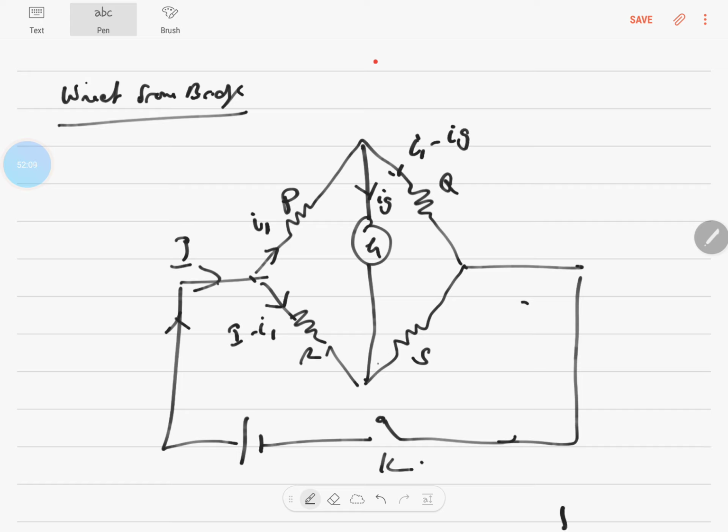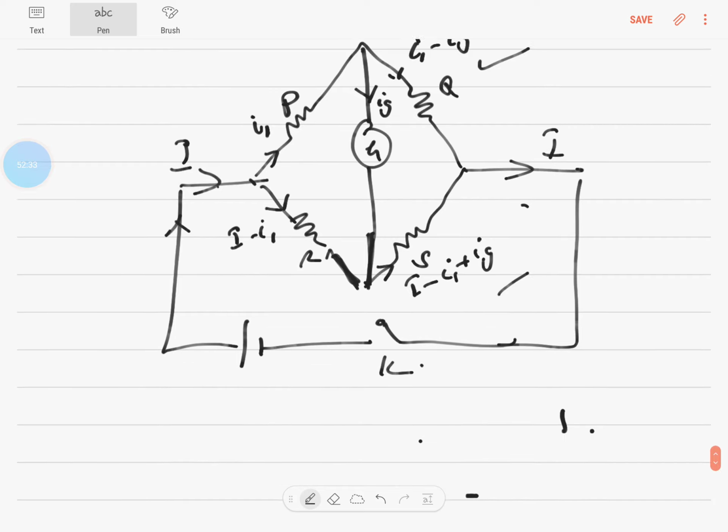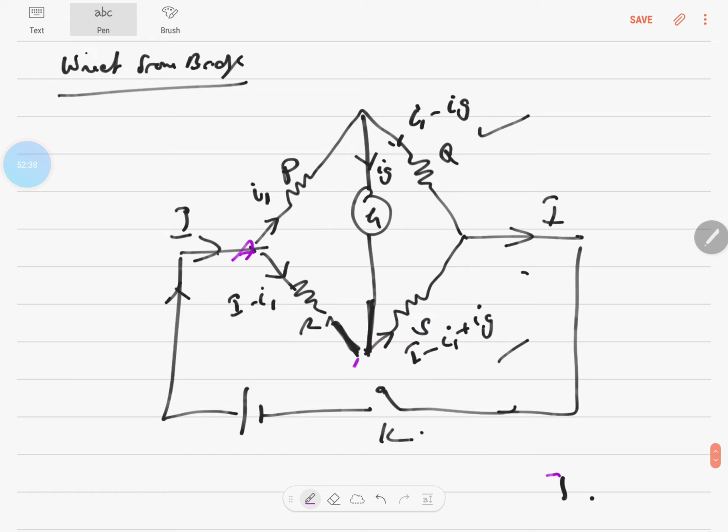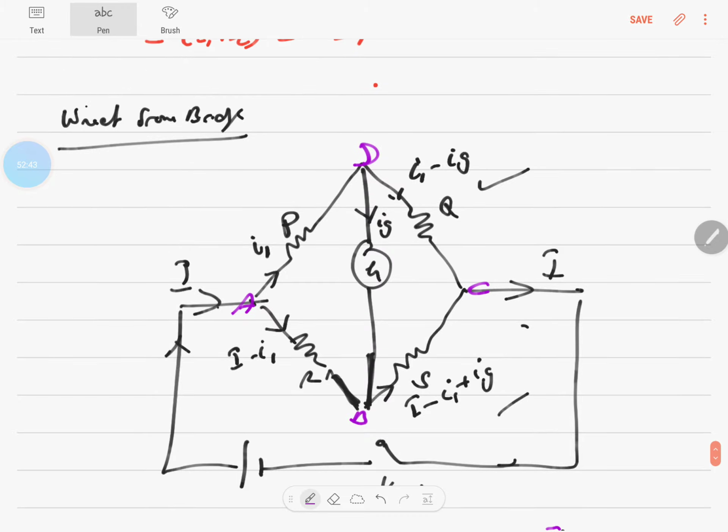And what is going to come out will be both the current coming from here and this current, which is IG. So it's I minus I1 plus IG. When it comes out, it will come out as I, because I1 and IG will get cancelled. So this is the diagram for a Wheatstone's bridge. Let's name these junctions A, B, C, D.